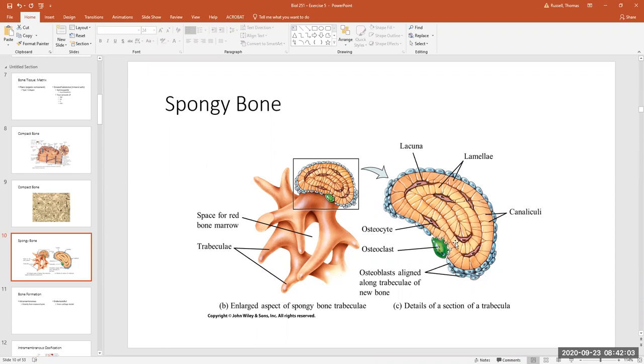Now, notice we have osteoblasts, and then they show an osteoclast. Osteoclasts are going to degrade the bony matrix when we need it to and release the calcium into the blood. Osteoblasts do exactly the opposite. They actually build up new bony matrix in our bone. So these two cells are antagonistic. One builds bone, one tears the bone down.